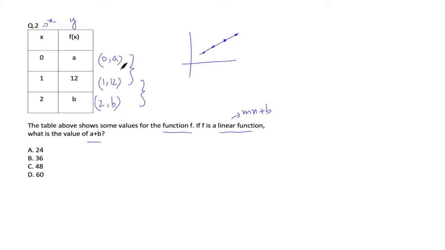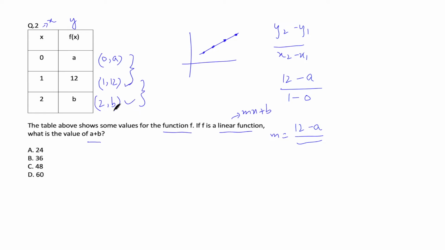Let's do this. So first let's do it with these 2 points. We have y2 minus y1 over x2 minus x1. This is, let's say, my y2, 12 minus a, this is y1, over x2 minus x1. So my answer is 12 minus a. Okay, this is the gradient.